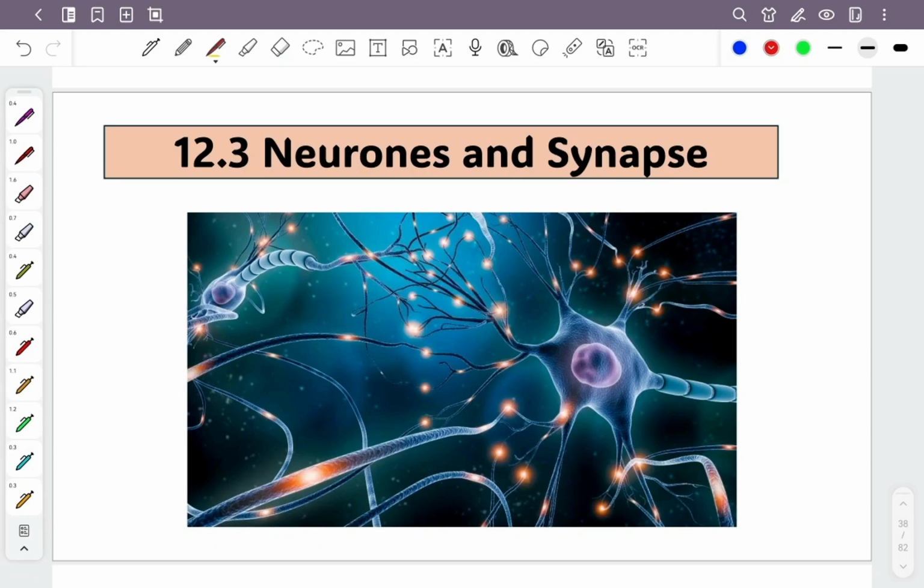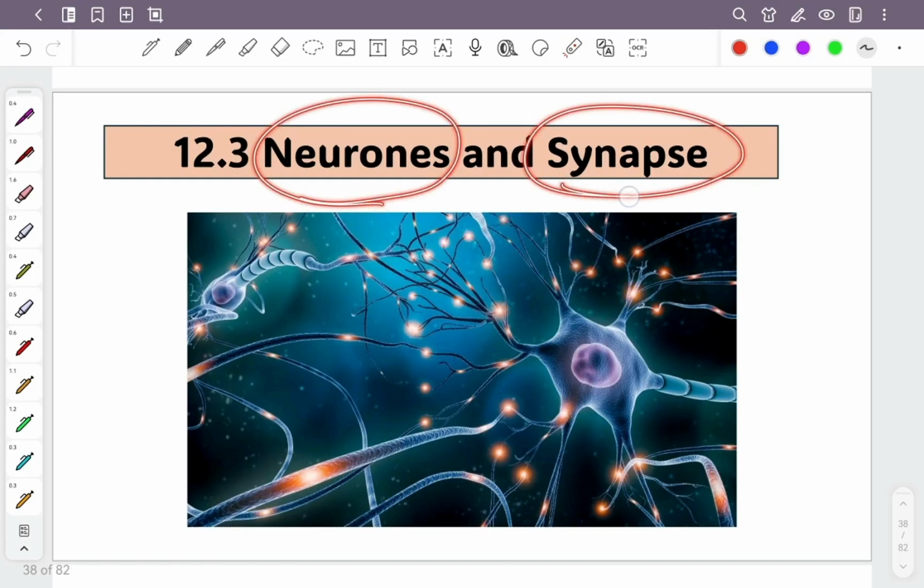Alright, so now let us continue. So we will continue with the third subtopic under chapter 12, which is neurons and synapse. So here come two new words that you need to know. You need to understand what they are.